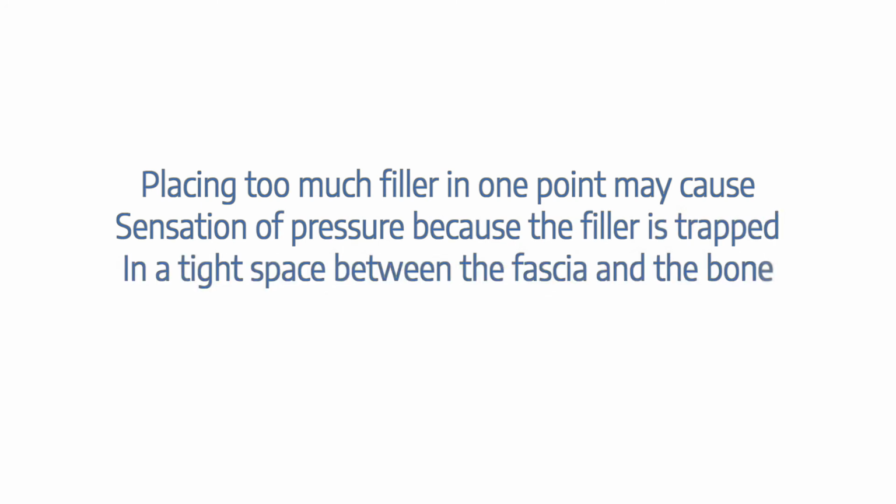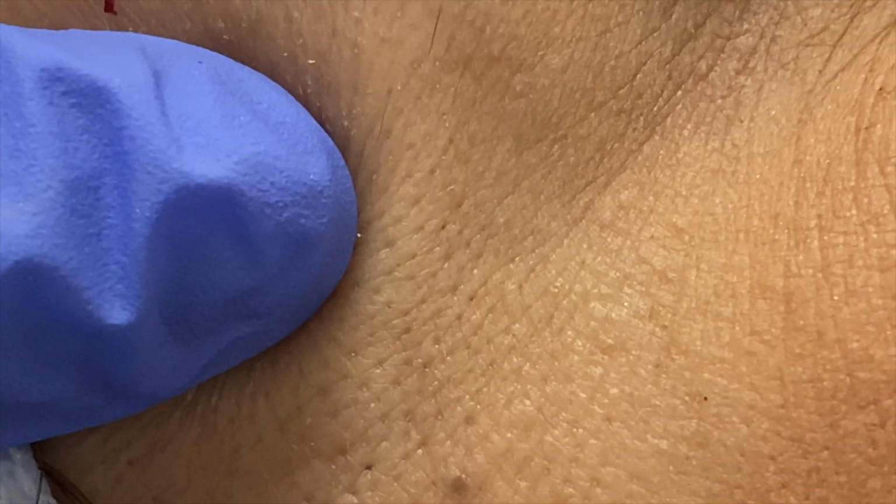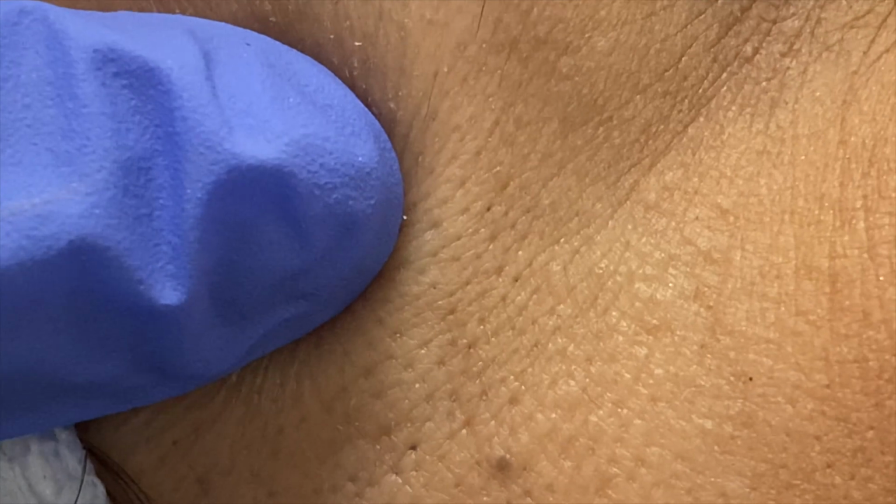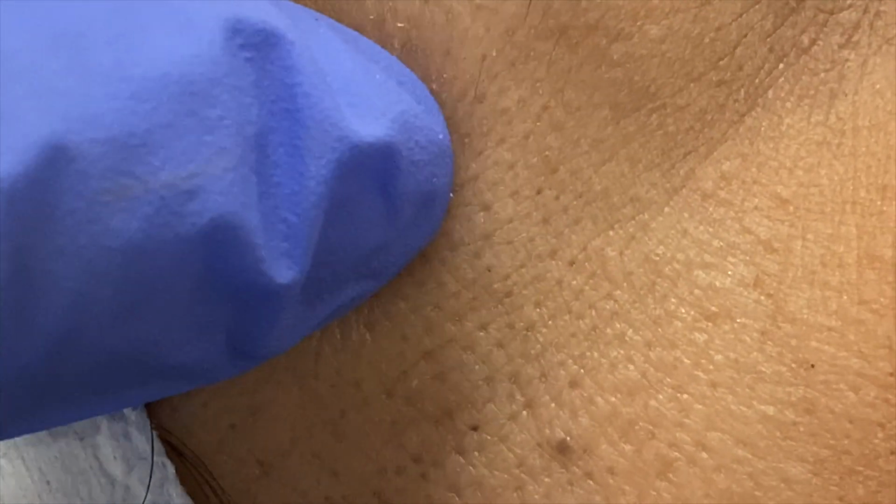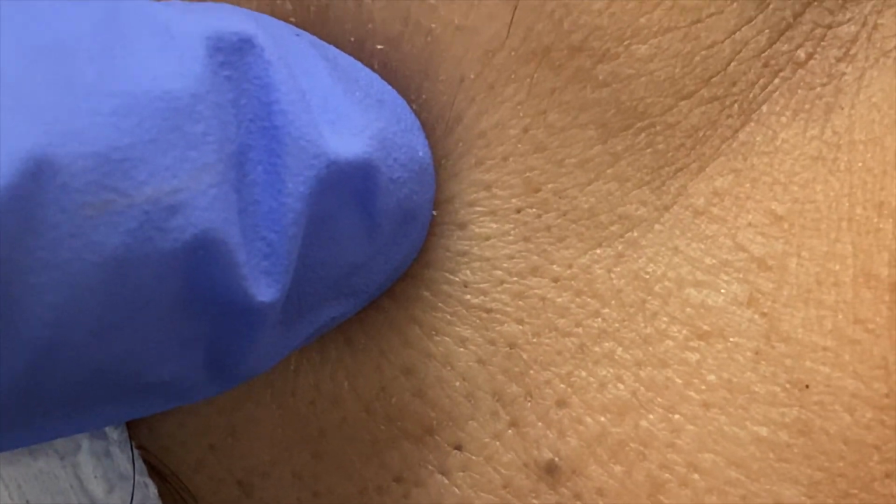Placing too much filler in one point may cause a sensation of pressure because the filler is trapped in a tight space between the deep fascia and the bone, amongst the temporalis muscle. This may also exaggerate the appearance of superficial veins depending on the amount of filler injected.